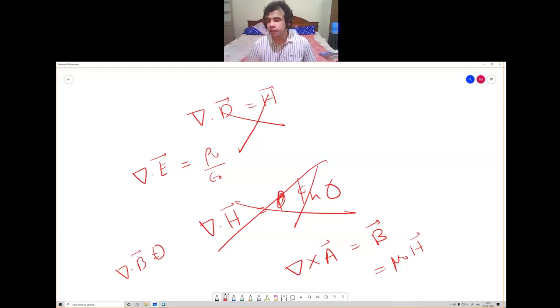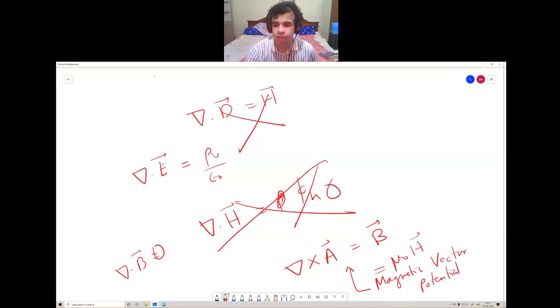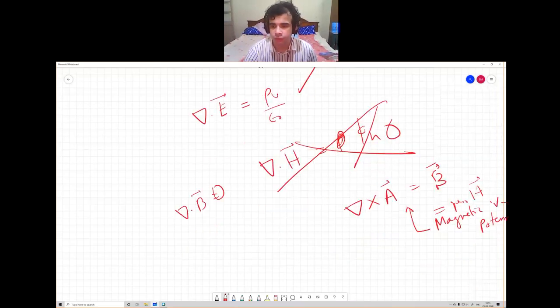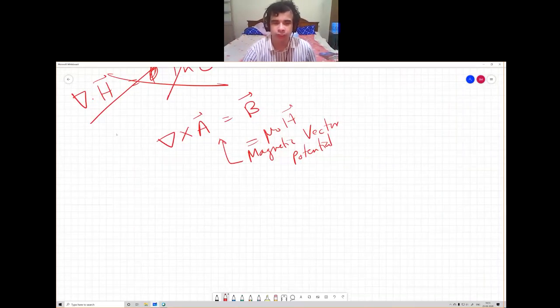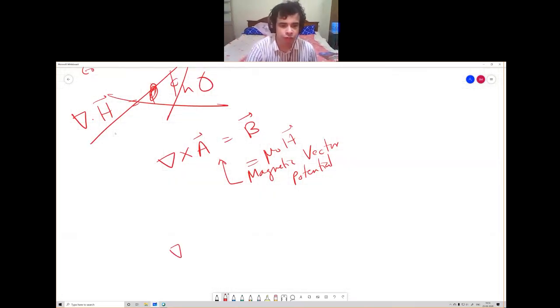So this is the curl of a vector. This vector is called magnetic vector potential. Is it okay? Now see, so curl of A is equal to B, or 1 by mu naught curl of A is equal to H.